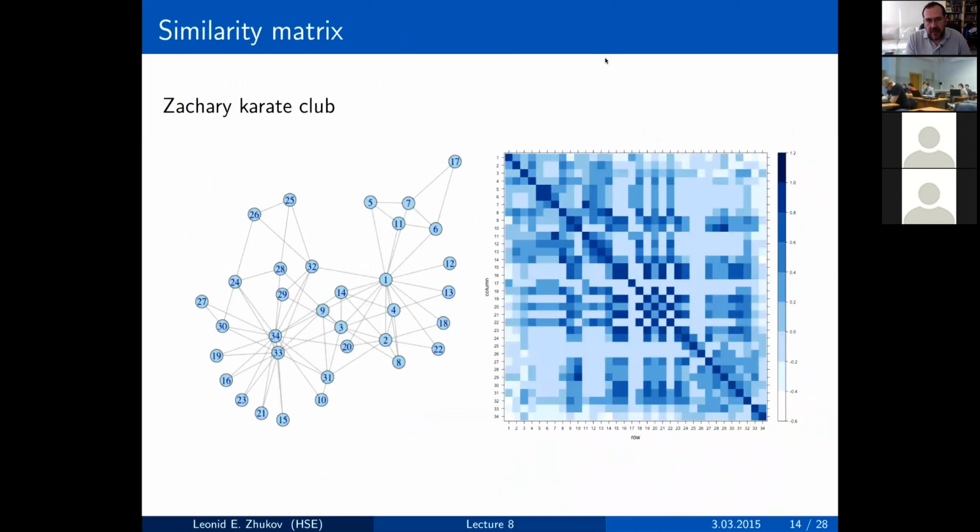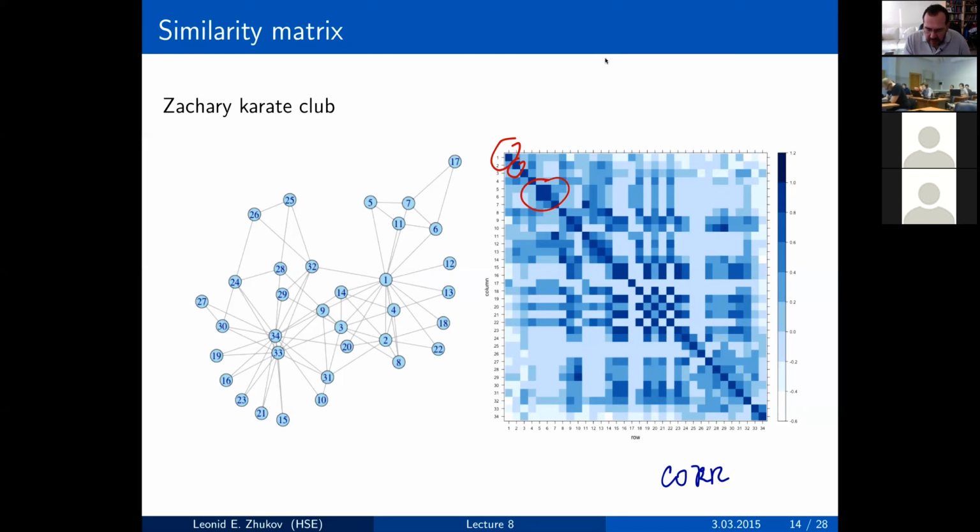Here's an example. I look at the same karate club, and we have a similarity matrix, and this is really a correlation matrix. So I used correlation as a similarity metric here. It is color coded the following way. The stronger the correlation, the darker the color. So of course on the diagonal we'll have ones, but there are some blocks here.